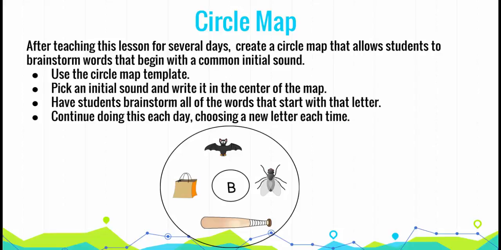Choose an initial letter and have students think of all the words they know that have the initial sound. Quickly write the word or sketch a picture. You can also have pictures of CVC words ready that students can sort and put into the correct circle map.